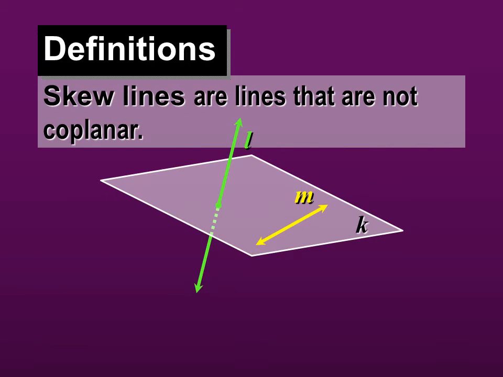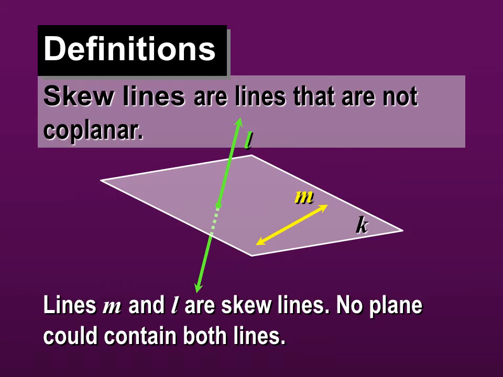Then we have something called skew lines. Skew lines are lines that are not coplanar, so they are not in the same plane. So lines L and M are skew lines because there's no plane that contains both of them at the same time. So even though line L goes through plane K, line L is not on plane K, and line M is on plane K. So L and M are skew lines.